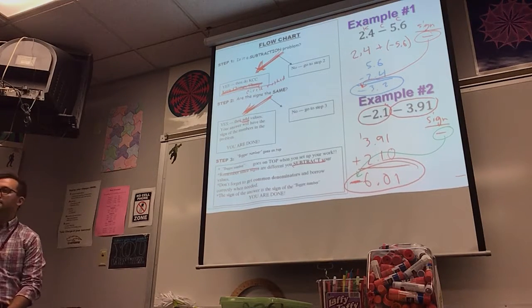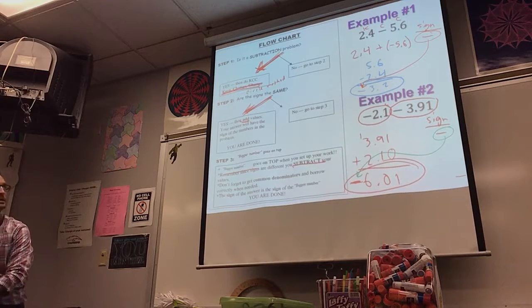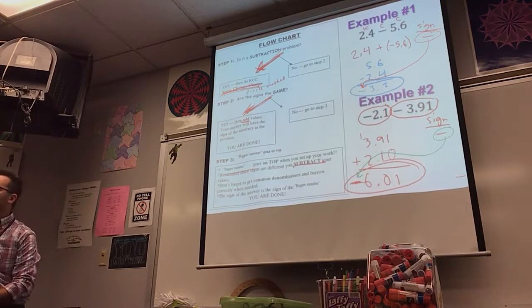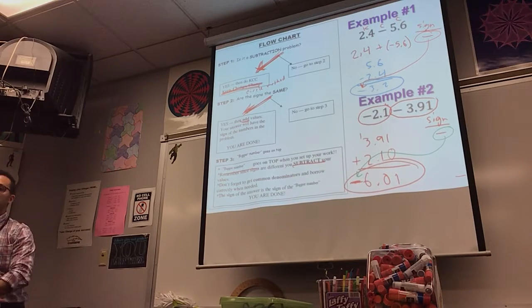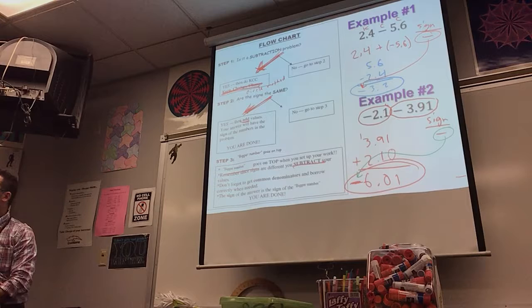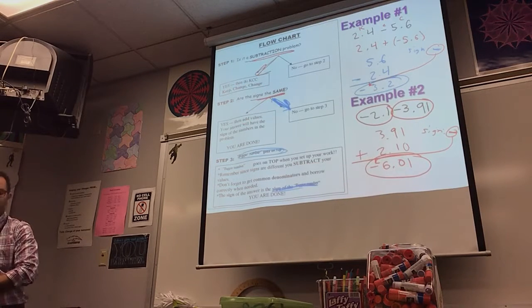See, keep, change, change, and the circle method are both good methods. Keep, change, change, you have to rewrite this step. You have to. Circle method, you don't. You just circle them, and now it's just a list of two numbers. One more decimal.